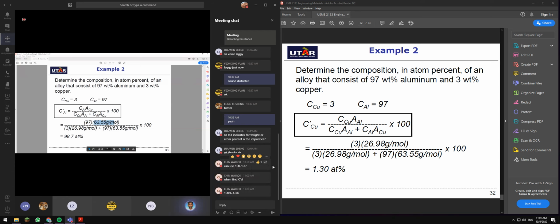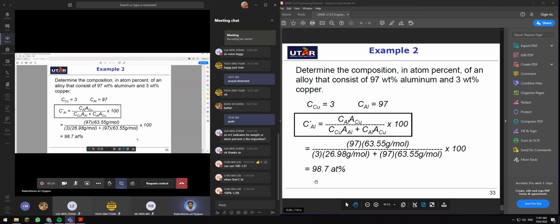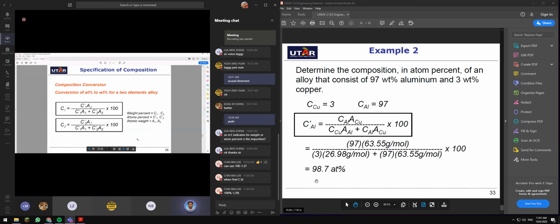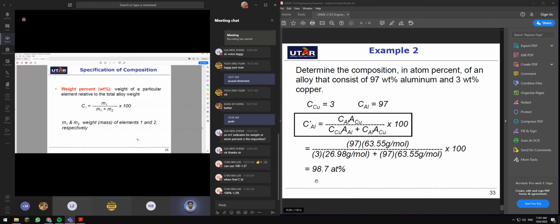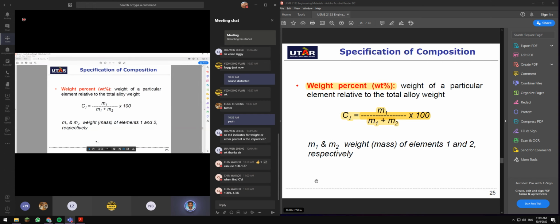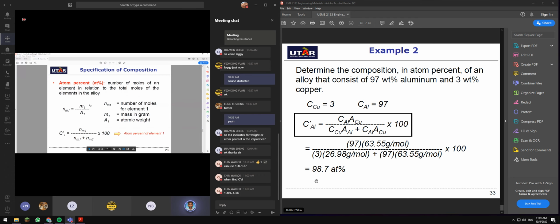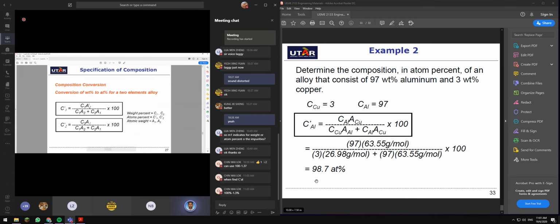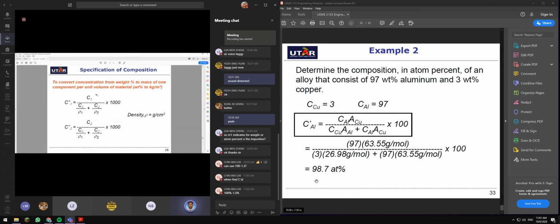Okay, guys, just a quick recap. Today we have gone through the specification of composition, in terms of weight percentage and atomic percentage, and composition conversion from weight percentage to atomic percentage, and from atomic percentage to weight percentage. This is the base formula. But if you can simplify this, as asked by Chan Wai Lok, I don't really understand his question, but if you can simplify this, not an issue at all.